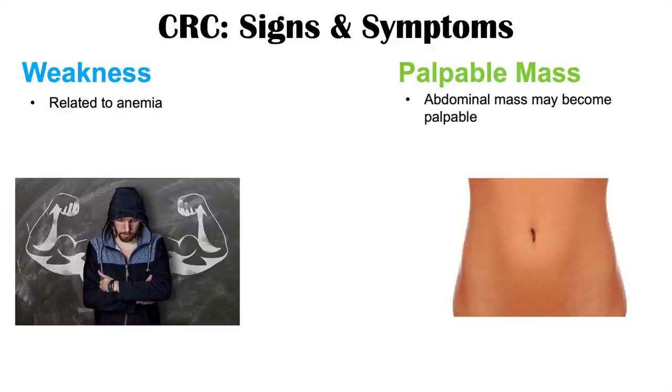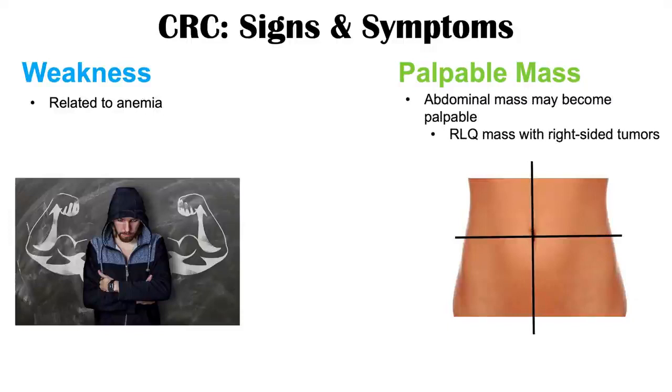So an abdominal mass may become palpable, especially with right lower quadrant masses. If you look here, the abdomen is split into 4 quadrants using the belly button or the umbilicus as the midpoint. So right upper quadrant, left upper quadrant, right lower quadrant, and left lower quadrant. Oftentimes, if there's a tumor in the right colon and it's in the right lower quadrant, it may be palpable. So there may be a right lower quadrant mass in some patients.